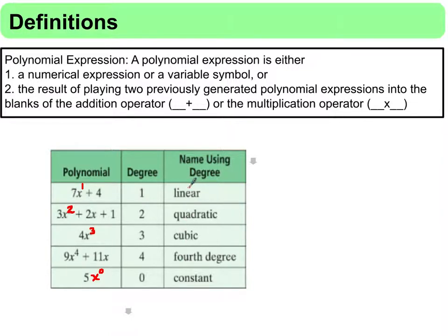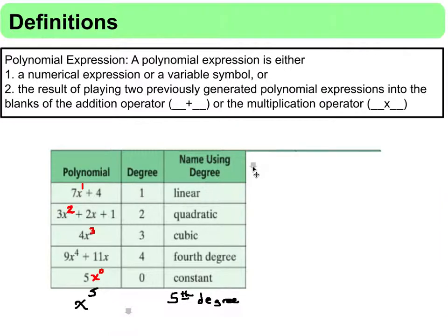So it is important that the students know linear is for first degree, quadratic is for second degree, cubic is for third, fourth degree is for 4, constant is for 0. Anything above that, let's say we had a fifth degree polynomial, such as x to the fifth, we're not going to give it a name. We're just going to ask the students to say fifth and then put the word degree behind it.